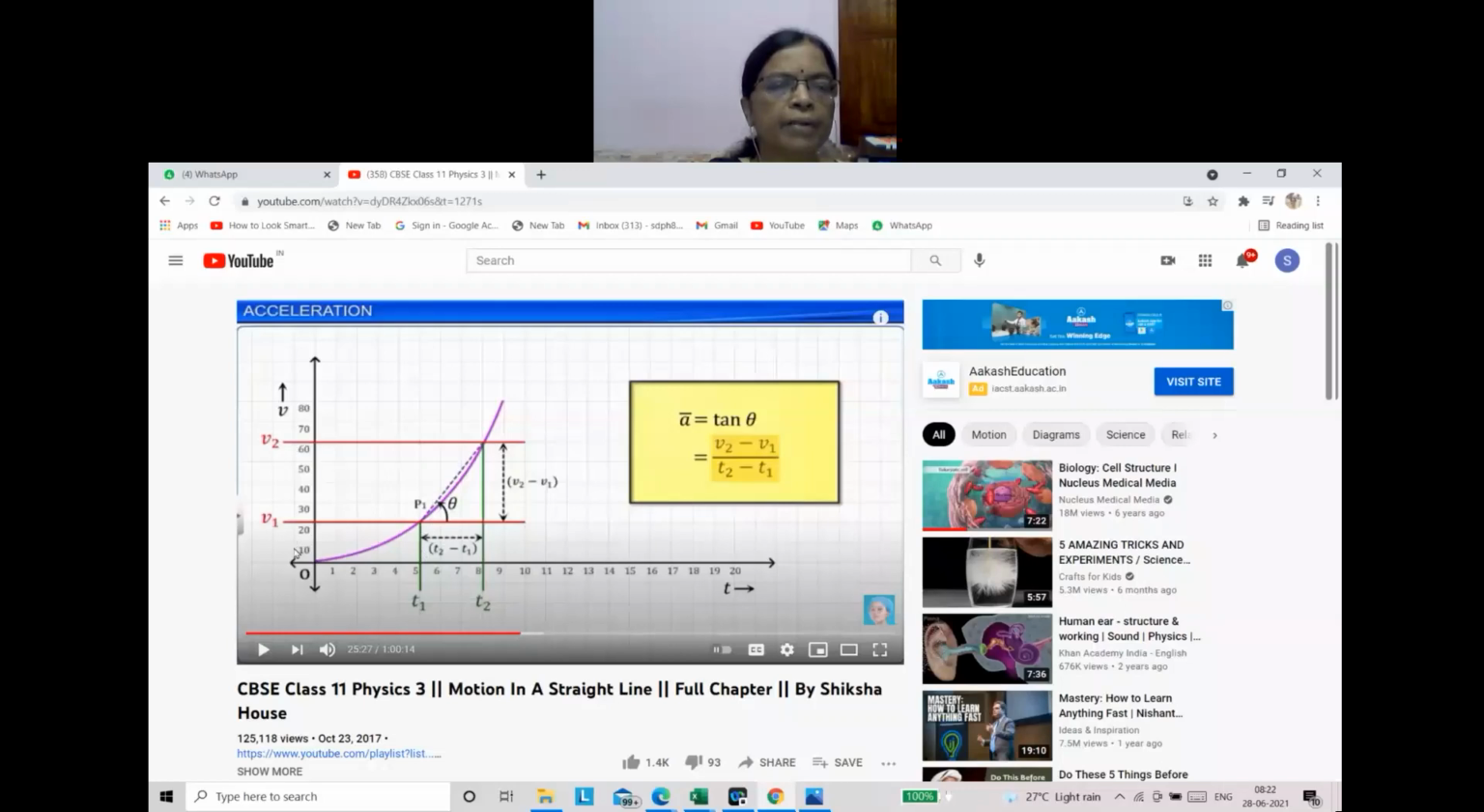Perpendiculars. Then V2 minus V1. You find out tan theta will give the slope of this line. So tan theta means opposite side, V2 minus V1, by adjacent side, T2 minus T1. T2 minus T1, how will you find? 8 minus 5, 3.